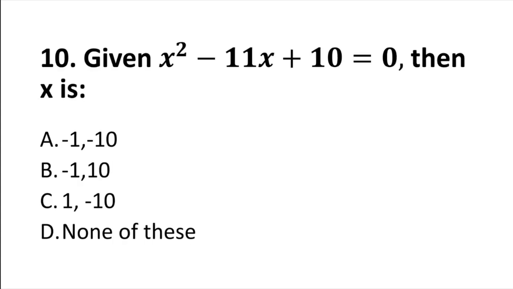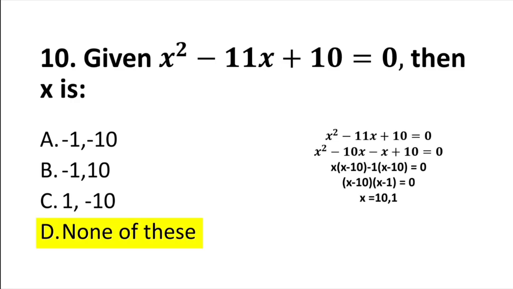MCQ number 10. Given x square minus 11x plus 10 equals 0, then x is. After solving this quadratic equation, we can do the middle term breaking, or we can apply the quadratic formula. It could be done by the middle term breaking as well. We have got x values 10 and 1. So we don't have any option matching these values, positive 10, positive 1. So option D is correct, none of these.